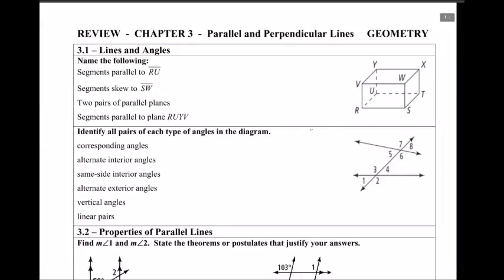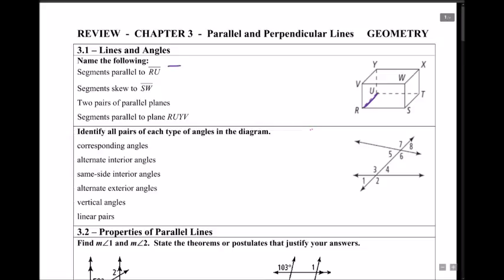Review, Chapter 3. This is going to be the first half of the Chapter 3 review, 3.1 through 3.3. So let's get started. 3.1 was on lines and angles, and we are asked to find segments that are parallel to segment RU. So we're going to look at our diagram here, and we're going to find segment RU. So now, who is parallel to RU?